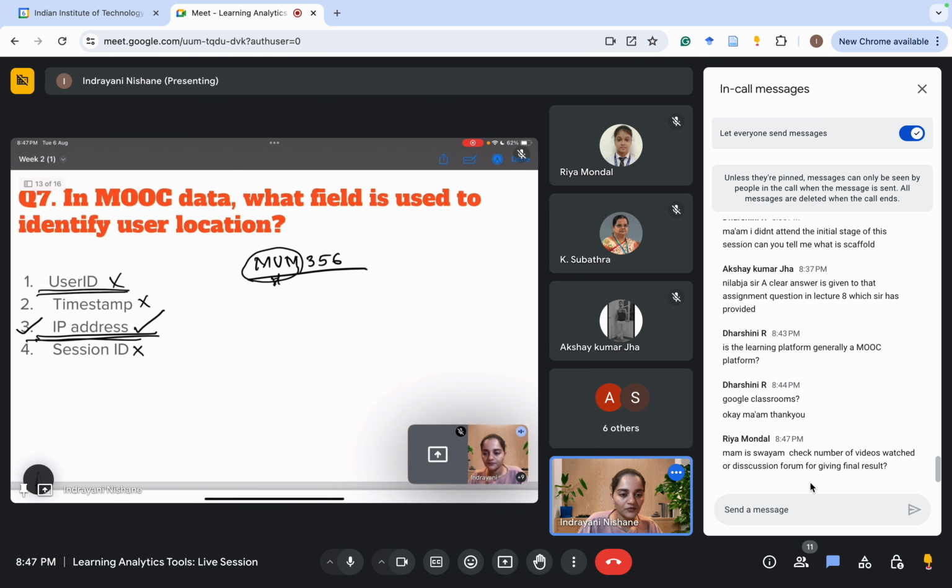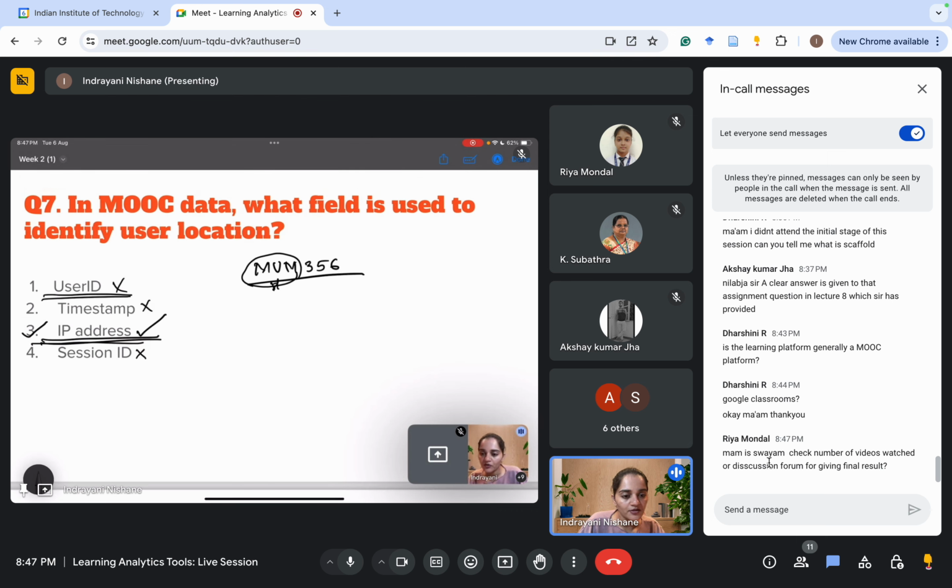Okay, there is a question in the chat box: does Swayam check the number of videos watched or the discussion forum for giving the final result? No, they don't use these features because it's a massive open online course. There are thousands of students who are asking questions in the forum and enrolling for the courses. I have seen a course where lakhs of students have enrolled for a MOOC course on the Swayam platform.